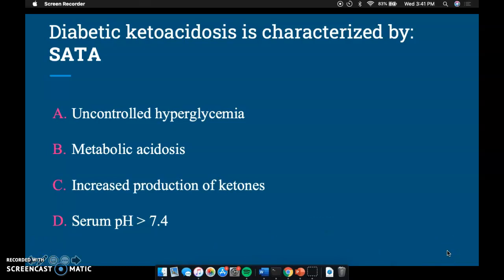Diabetic ketoacidosis is characterized by, select all that apply. A. Uncontrolled hyperglycemia. B. Metabolic acidosis. C. Increased production of ketones. D. Serum pH over 7.4.